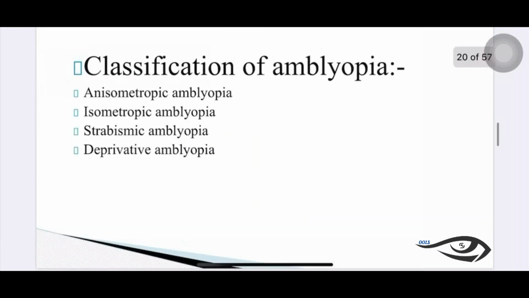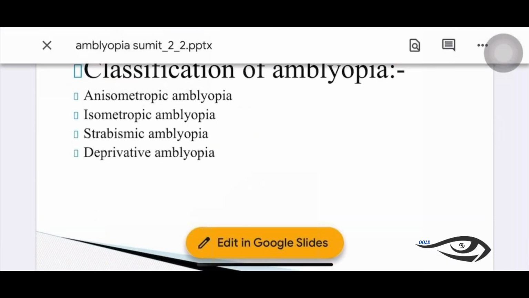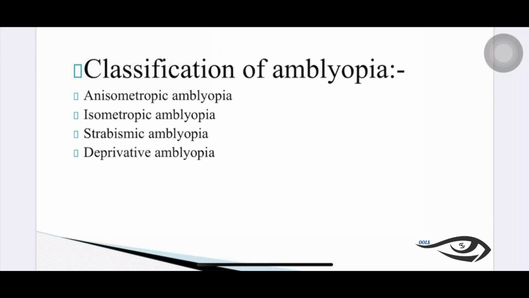Now these are a few classifications of amblyopia: anisometropic amblyopia, isometropic amblyopia, strabismic amblyopia, and deprivative amblyopia. These are what we call functional amblyopia. And I don't want to explain it more because I don't think it is needed.